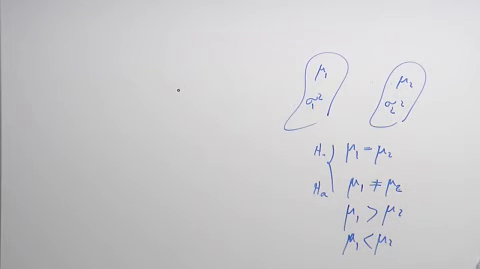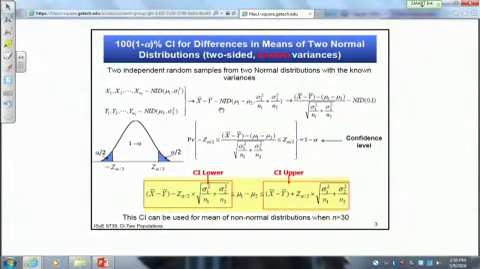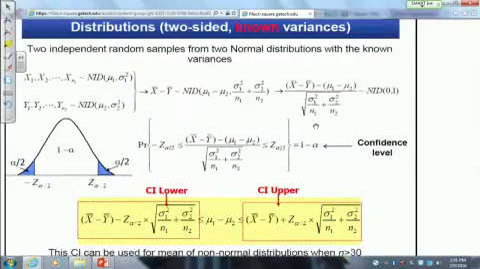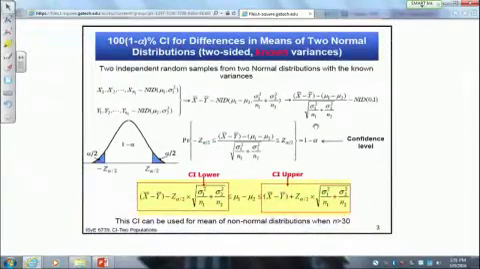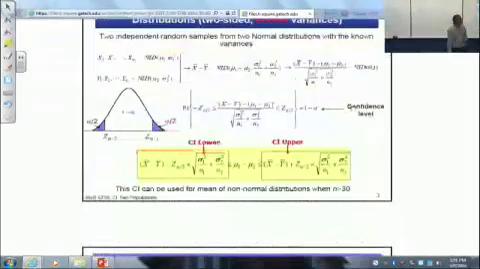You remember we had a confidence interval for that. We know that x bar minus y bar, if I have two independent samples, follows a normal distribution. Therefore, this is the standard normal again. Since it is a standard normal, I can use basically the equation that we had.